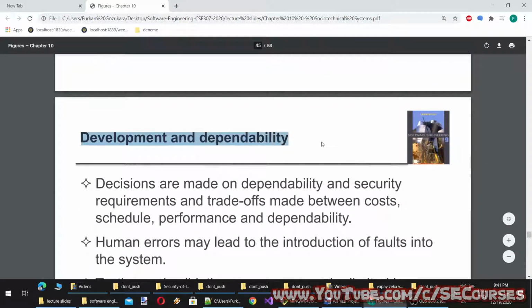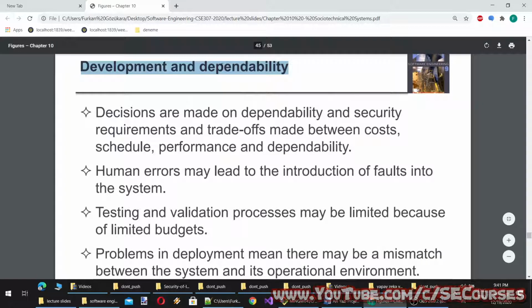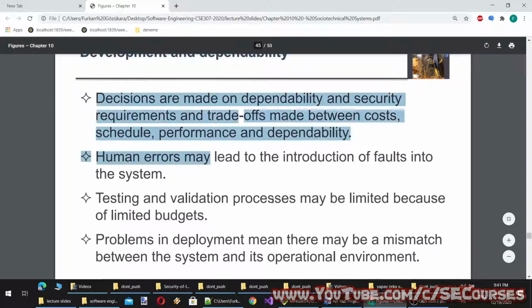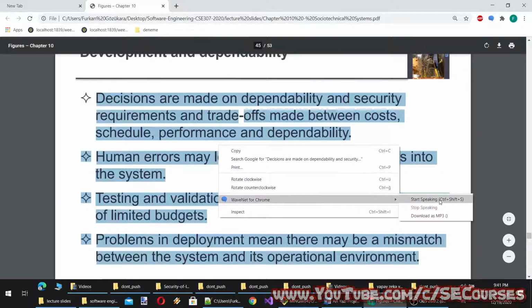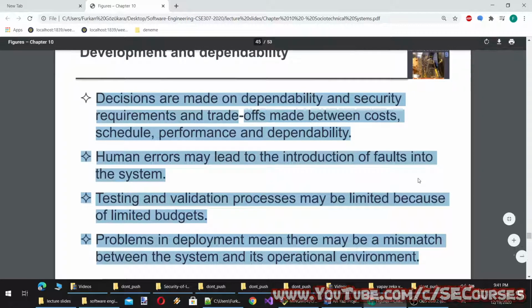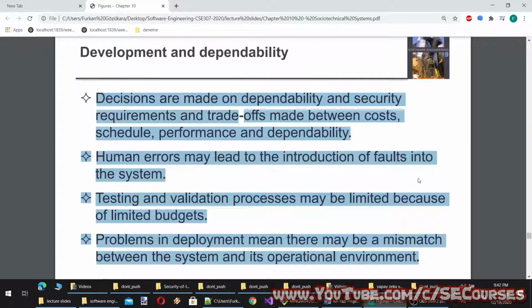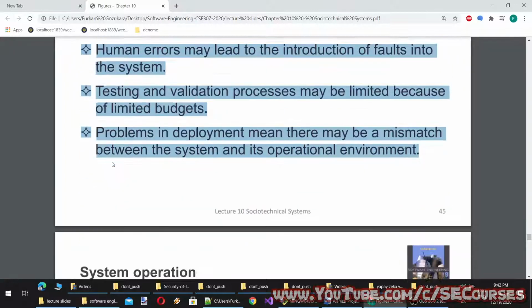Okay. Development and dependability. Decisions are made on dependability and security requirements, and trade-offs are made between costs, schedule, performance and dependability. Human errors may lead to the introduction of faults into the system. Testing and validation processes may be limited because of limited budgets. Problems in deployment mean there may be a mismatch between the system and its operational environment.